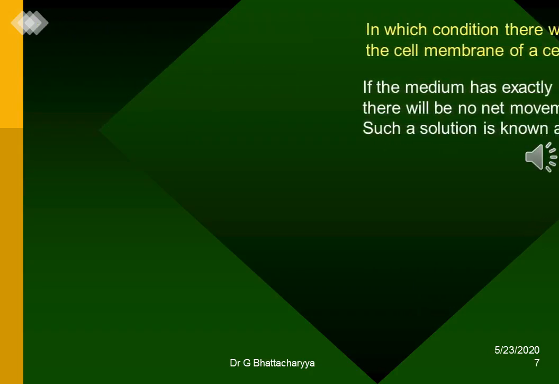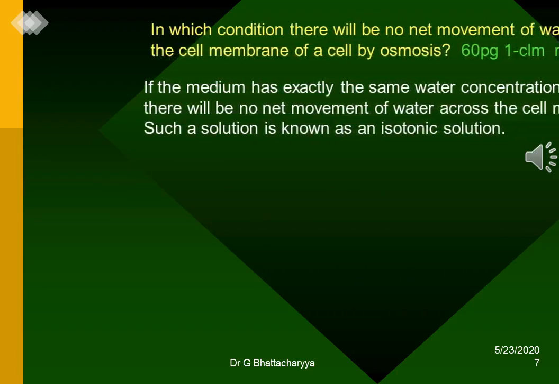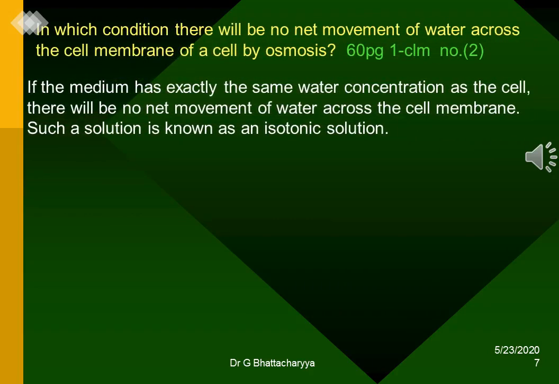In which condition will there be no net movement of water across the cell membrane of a cell by osmosis? If the medium has exactly the same water concentration as inside the cell, there will be no net movement of water across the cell membrane. Such a solution is known as isotonic solution.